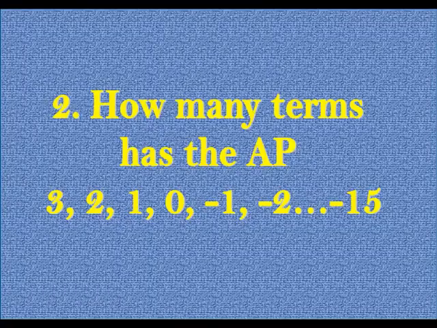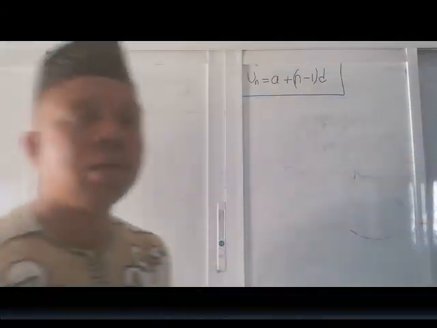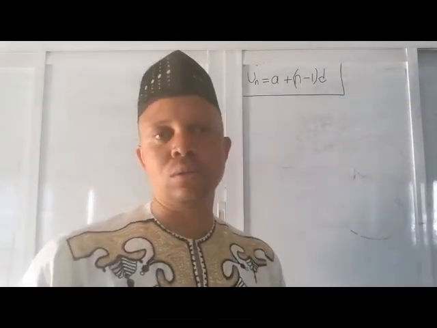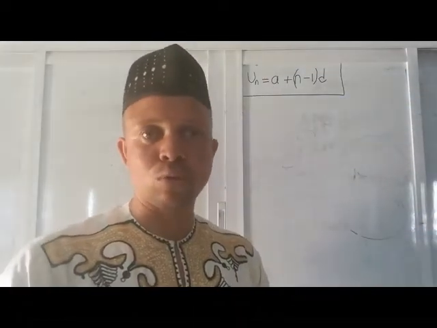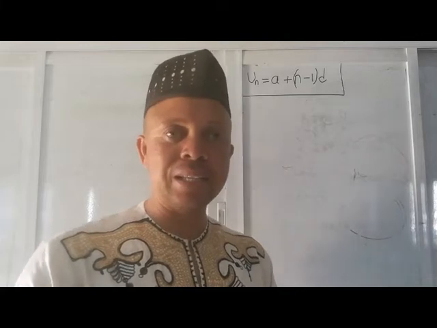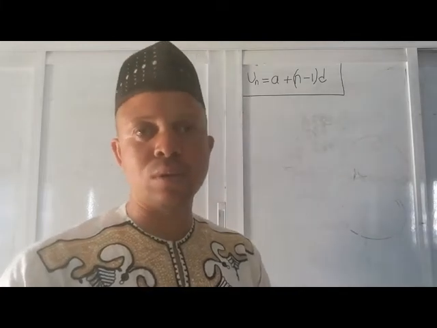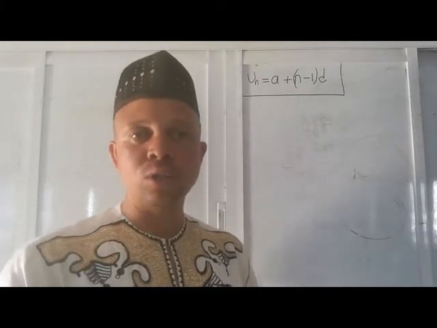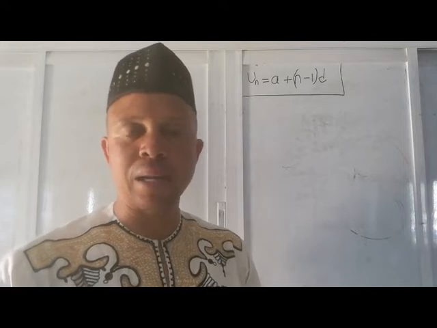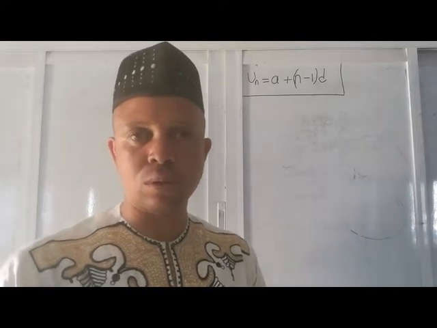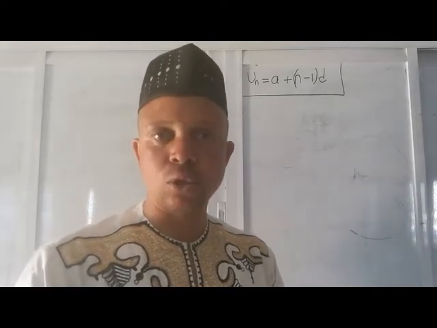How many terms has the AP 3, 2, 1, 0, minus 1, minus 2, down to minus 15? Now, to solve this second question, it is very similar to the first one. So let's list out the terms that were given to us and see how to deduce the first term and the common difference from the terms given to us to get the answer to the problem.